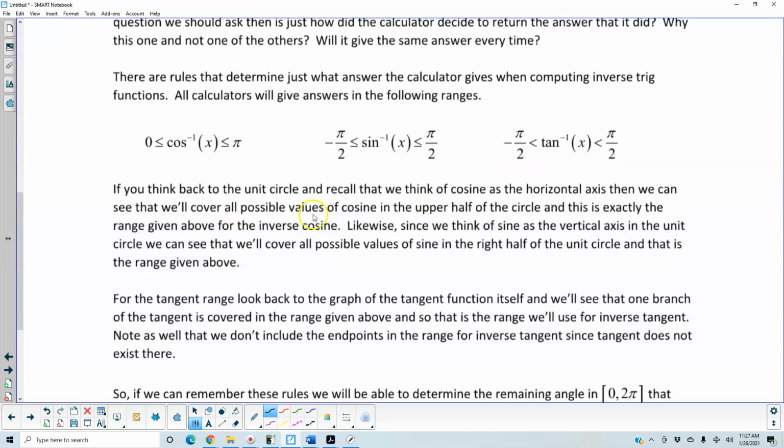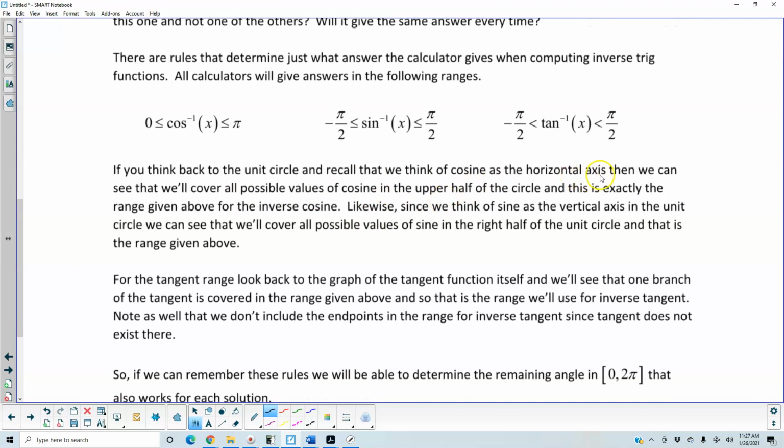Now, if you think back to the unit circle and recall that we think of cosine as the horizontal axis, then we can see that we'll cover all possible values of cosine in the upper half of the circle. And this is exactly the range given above for the inverse of cosine. Likewise, since we think of sine as the vertical axis in the unit circle, we can see that we'll cover all possible values of sine in the right half of the unit circle, and that is the range given above.